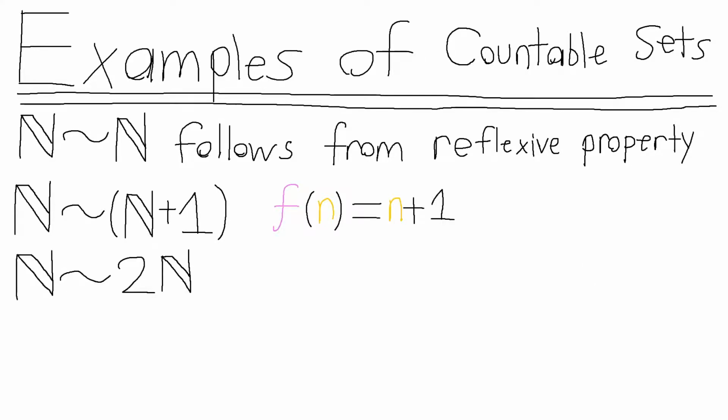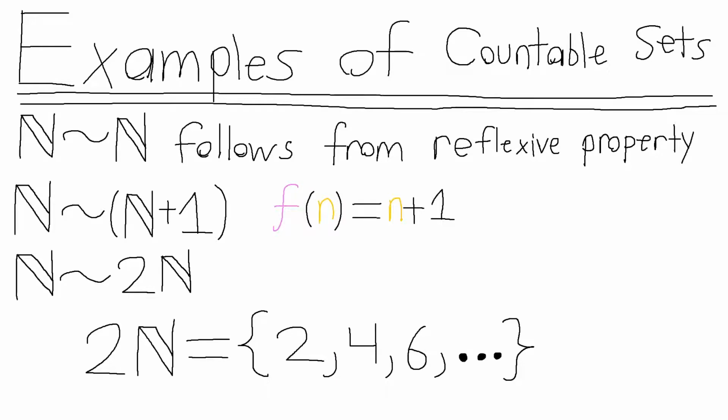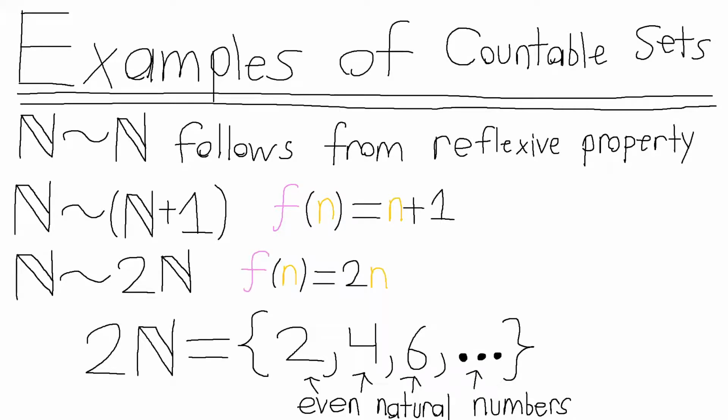We use the symbols 2 times the natural numbers to denote all the even numbers, because if we multiply every natural number by 2, we end up with all of the even numbers. Even though the set of even numbers is missing half of the elements of the original natural numbers, the function mapping between them, 2 times n, is a bijection, showing that the natural numbers and the even numbers have the same cardinality. Infinity divided by 2 is still infinity.